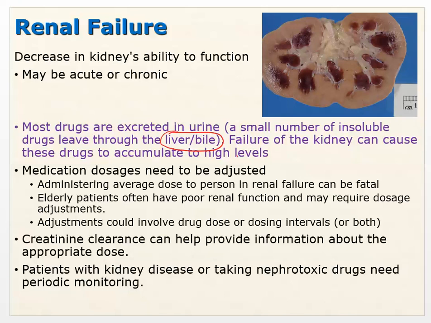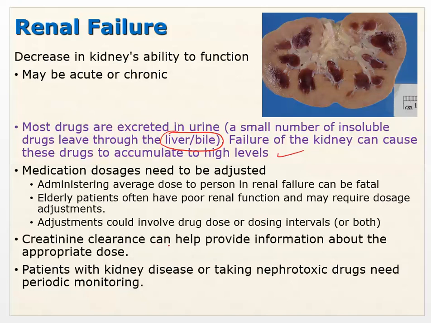So failure of the kidney can cause these drugs to accumulate to high levels. So we need to keep that in mind, especially for patients with kidney failure or kidney disease. So medication dosages need to be adjusted. So administering an average dose to a person with renal failure can be fatal. Elderly patients tend to have poorer renal function and may require dosage adjustments as well. And adjustments could involve drug dose, so how much drug are you giving them, or the dosing interval. So maybe instead of 3 times a day, they only need it twice a day or something like that.